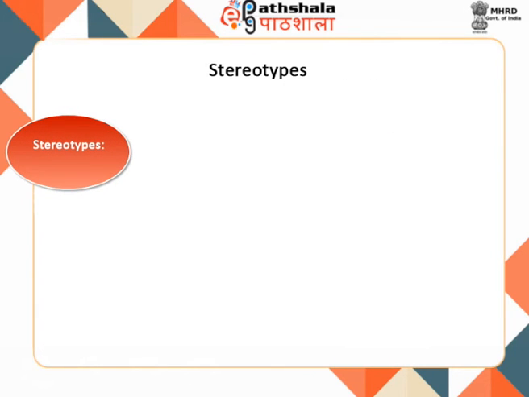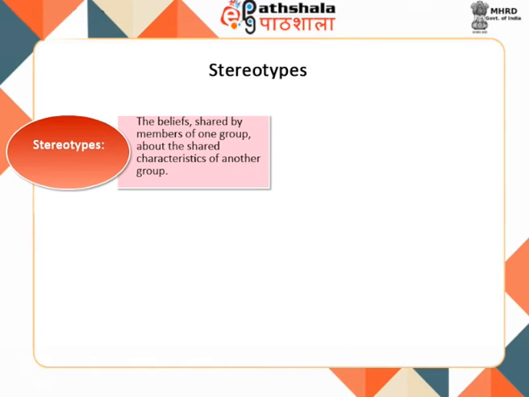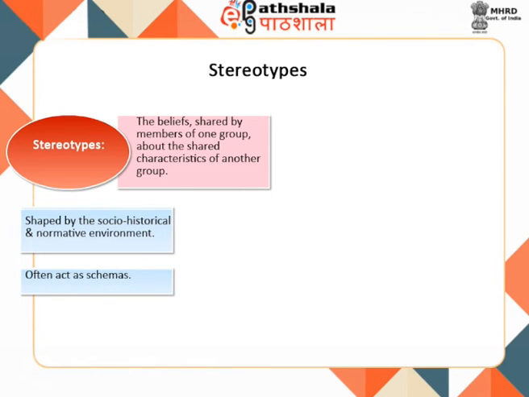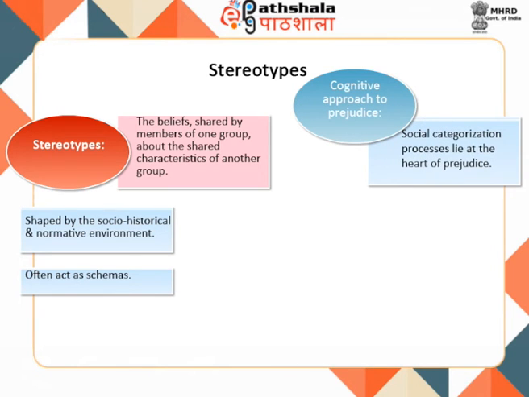Stereotypes are defined by the beliefs shared by members of one group about the shared characteristics of another group. They are shaped by the socio-historical and normative environment in which they prevail and often act as schemas. According to the cognitive approach to prejudice, social categorization processes lie at the heart of prejudice. They lead to the development of stereotypes and play an important role in how we perceive others.